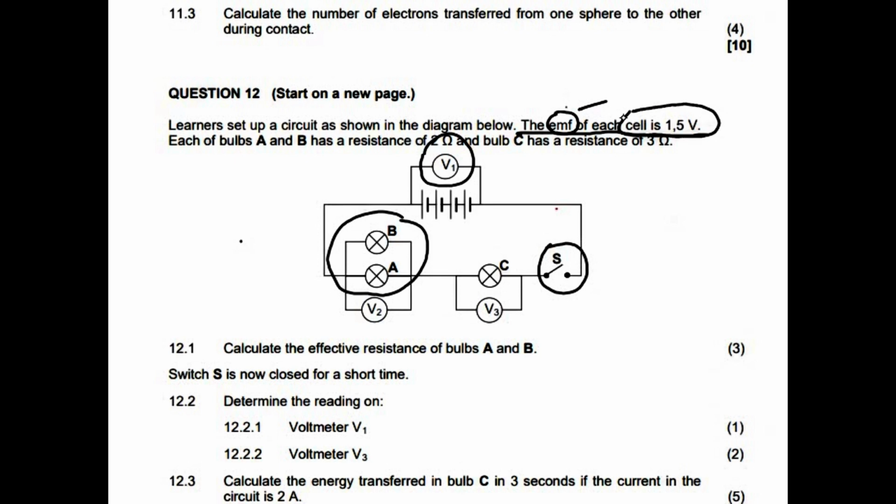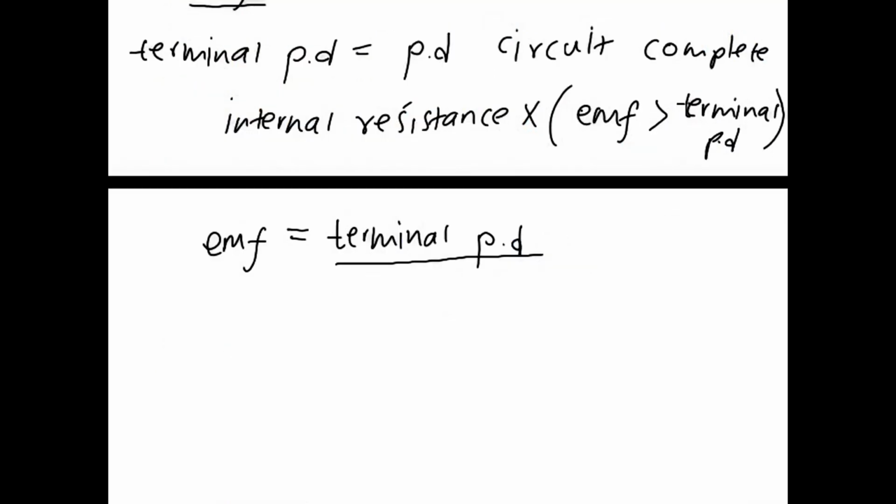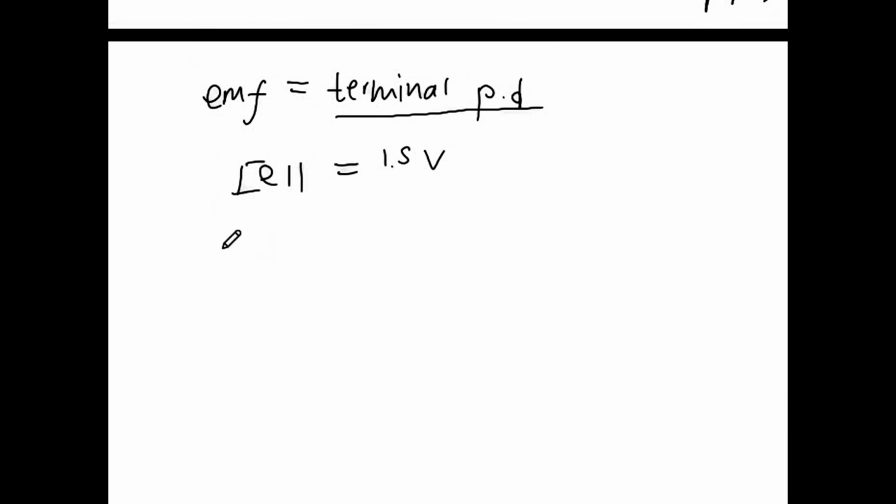They talk about a cell. They're saying a cell has an EMF value, which is also the terminal potential difference of 1.5 volts. What is the difference between a cell and a battery? What is the difference between a battery and a cell? So a battery is made out of a collection of cells.